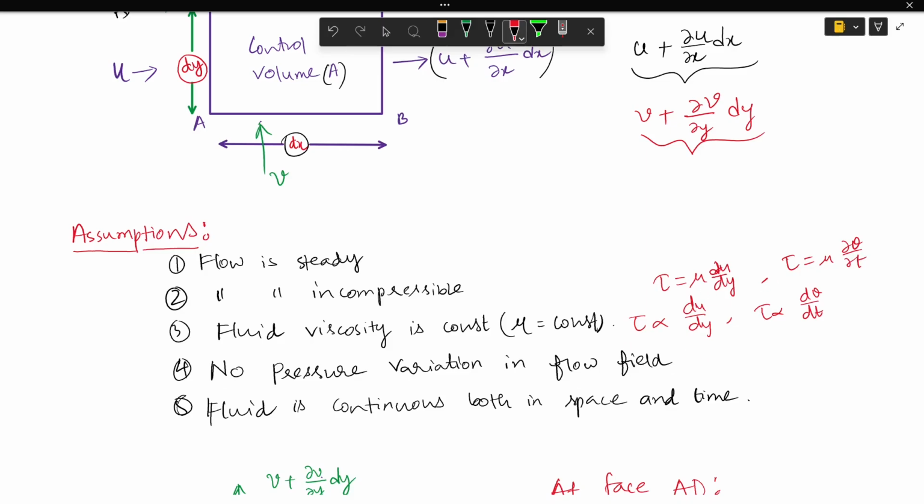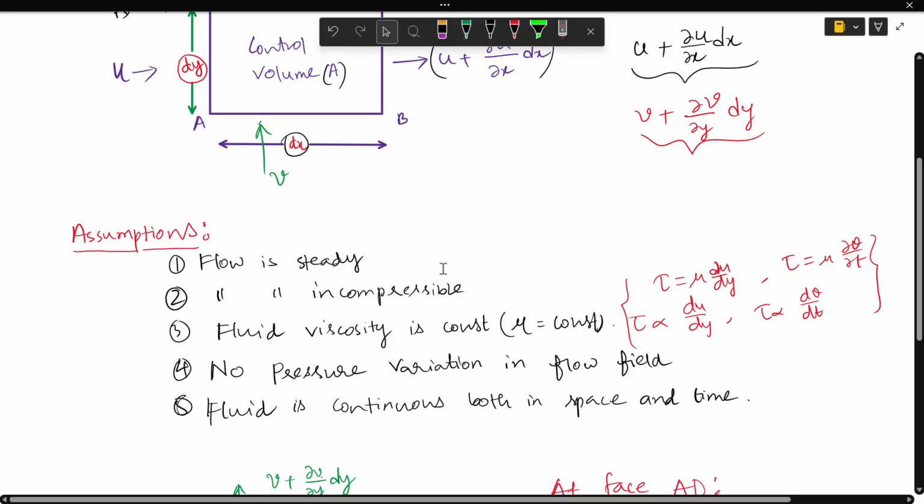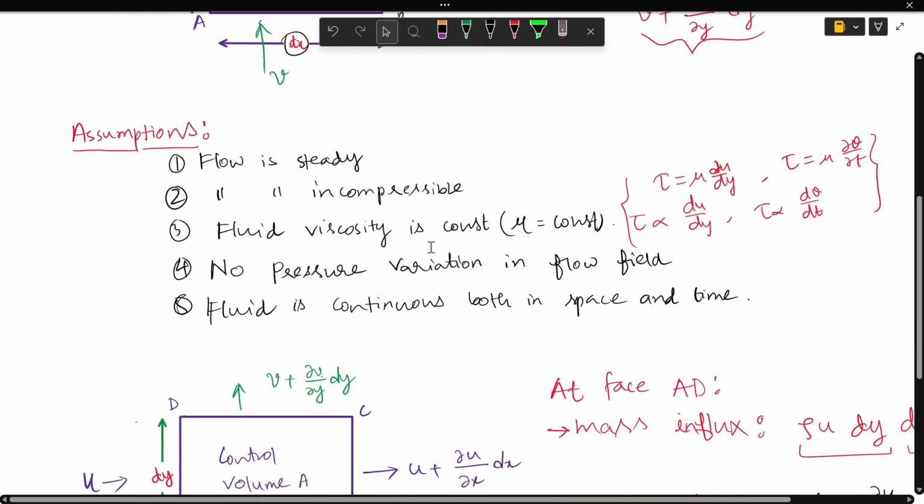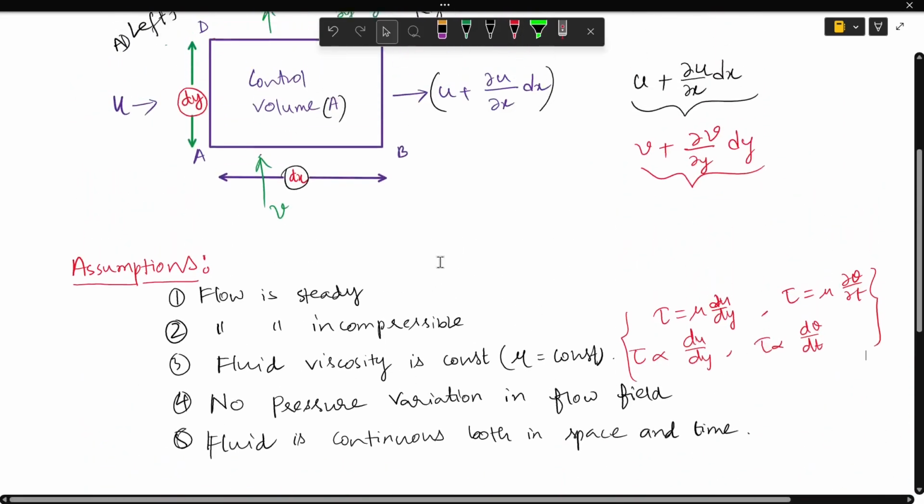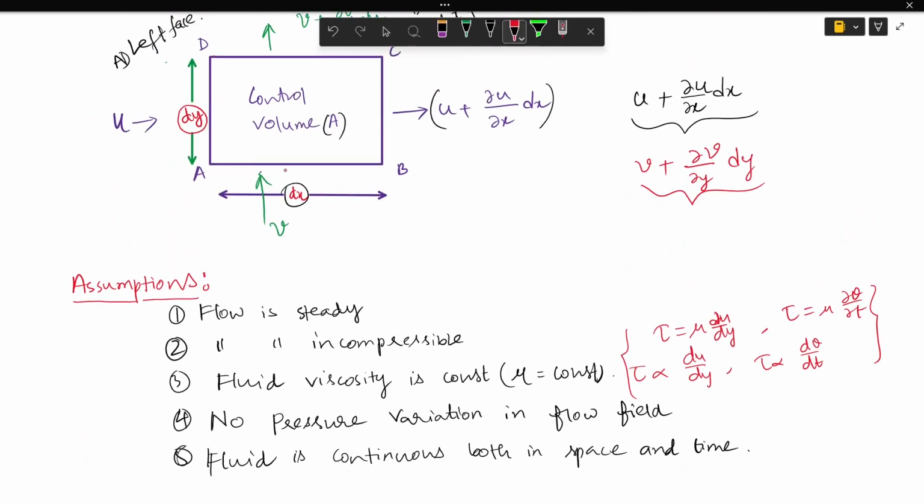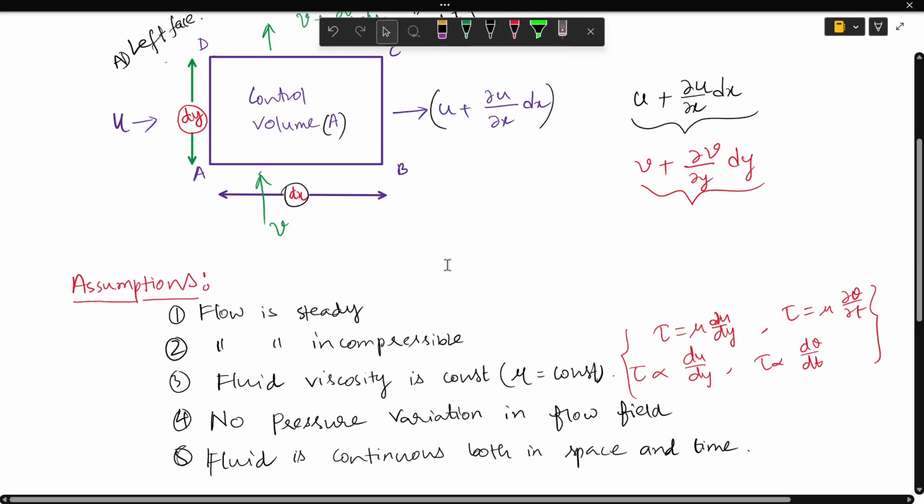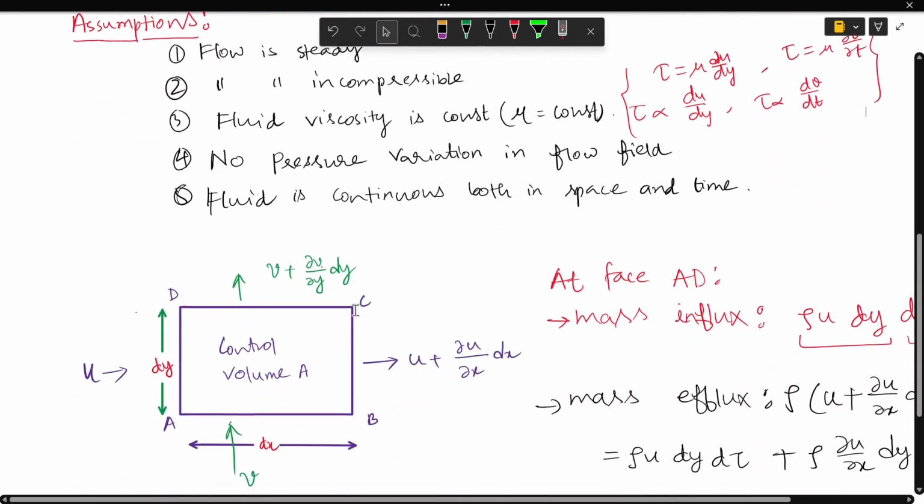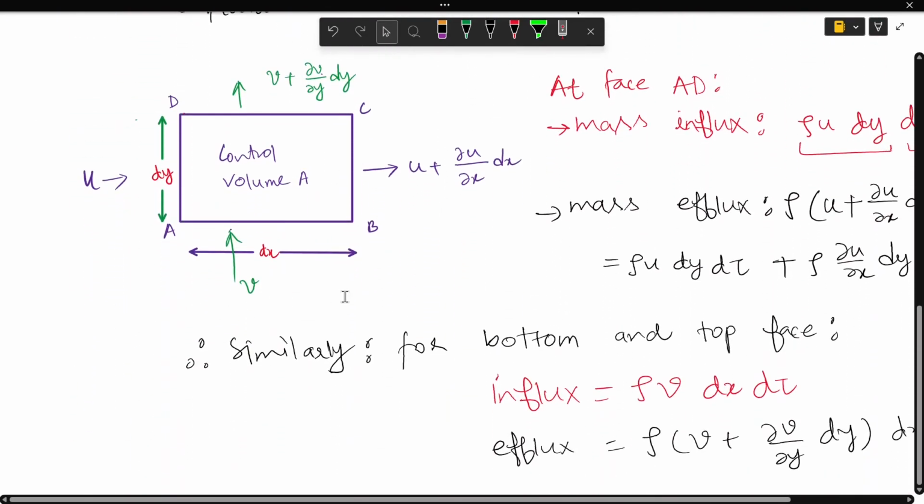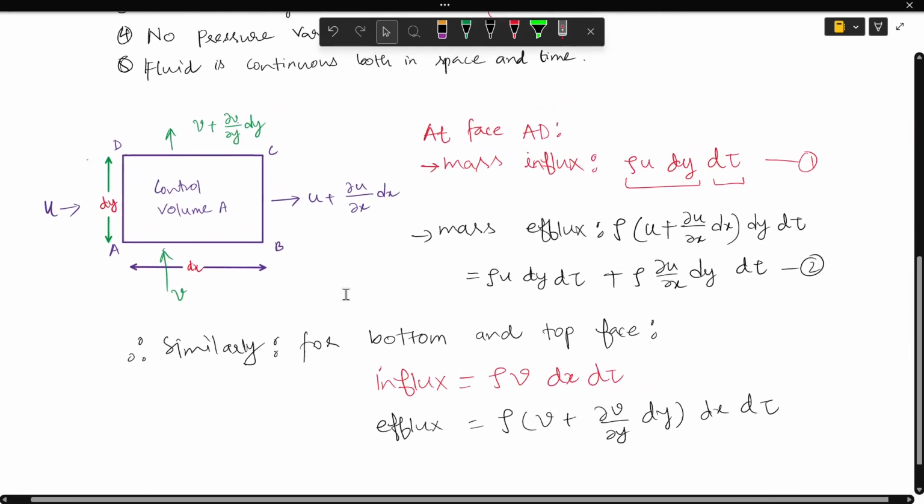So that's it. Okay. I'm just doing this to keep things on track and remind those who didn't remember. And no pressure variation in the flow field. That's why we are not taking any pressure into consideration. And the fluid is continuous in both the spatial and time aspect, right? So that's it. Now I have just copied this again and taken it here so that I can write down the equations more easily.